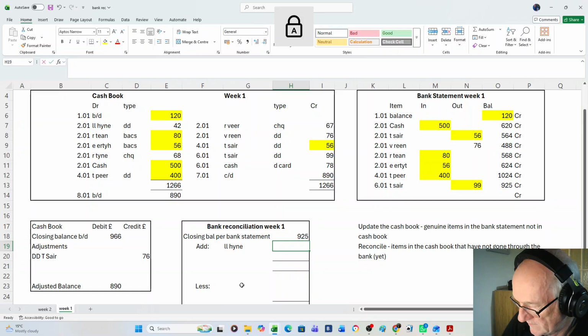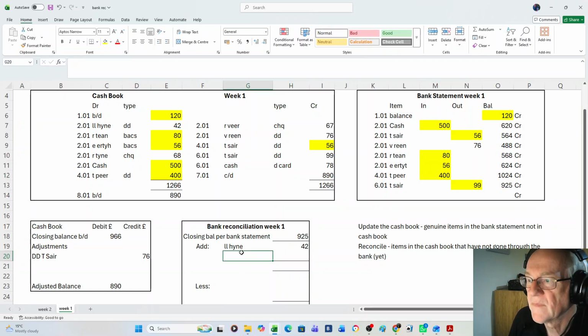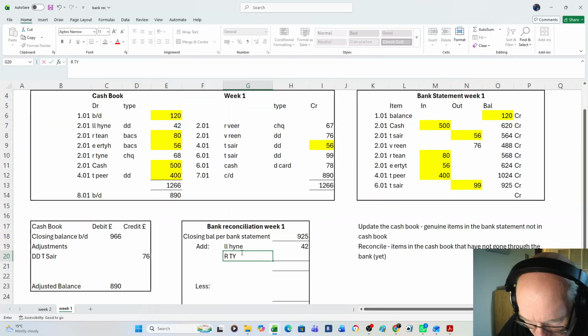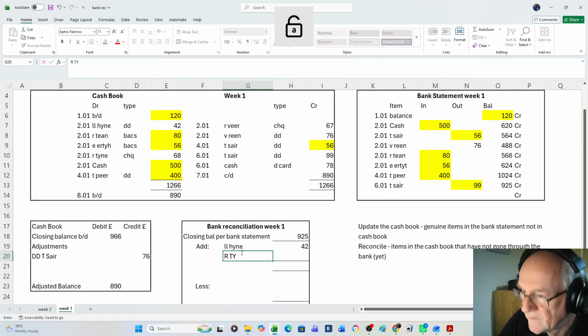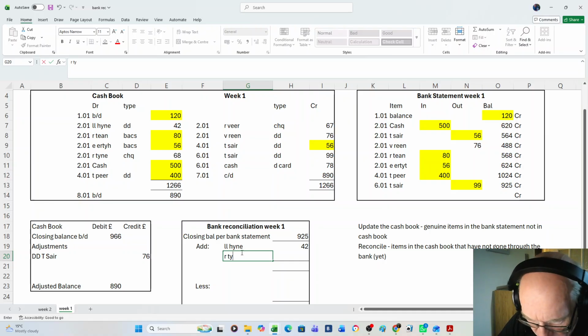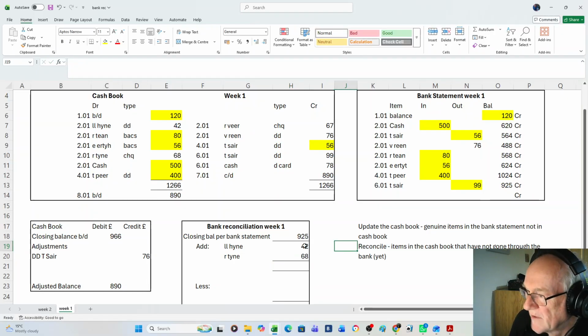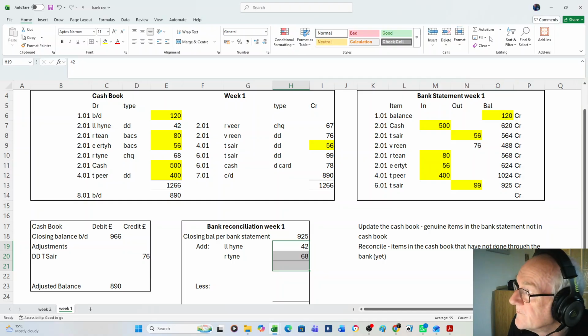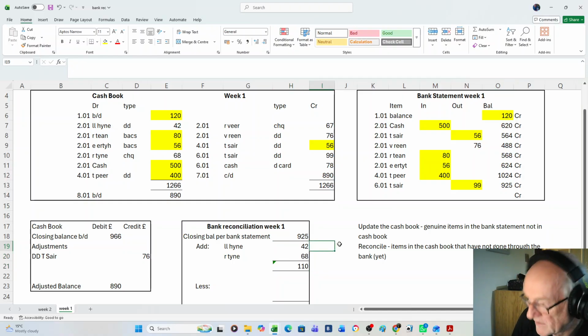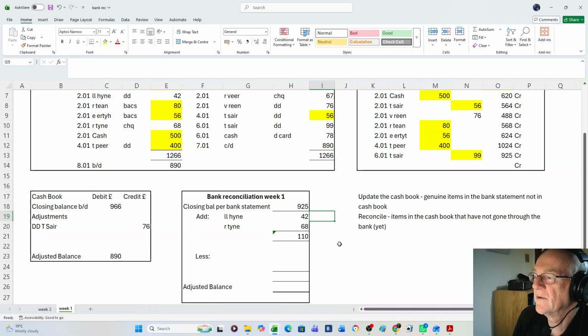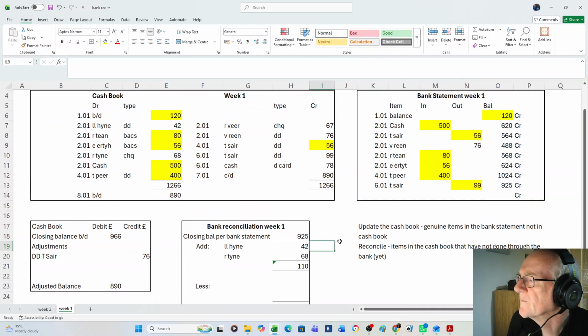So we'll put in the 42, and we'll put in the 68. Most AAT exams only have 1, so no need for a subtotal. Just looks nice though, might as well show the full version, more realistic version as well. And then we know about that 76, so it's the 67 that we're interested in.